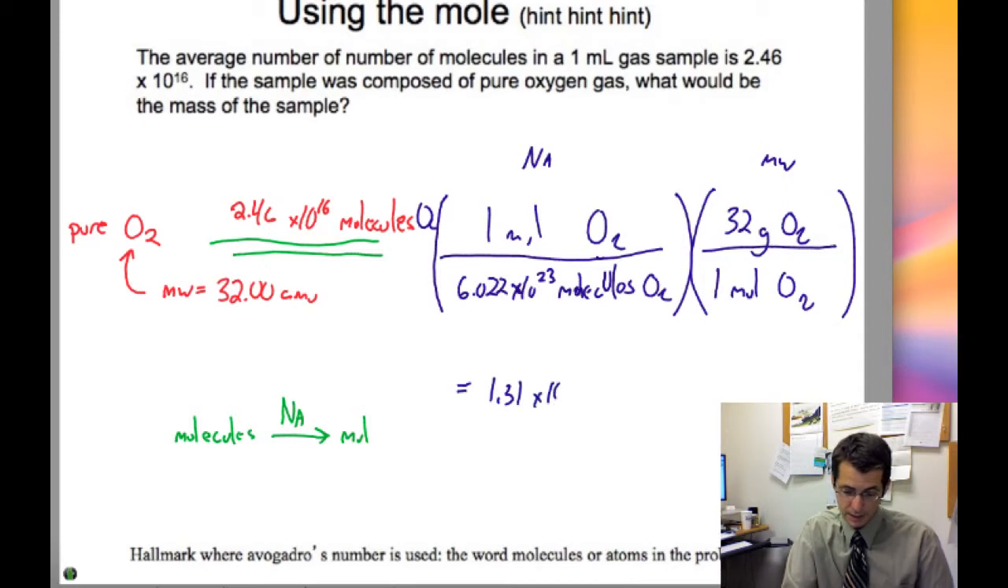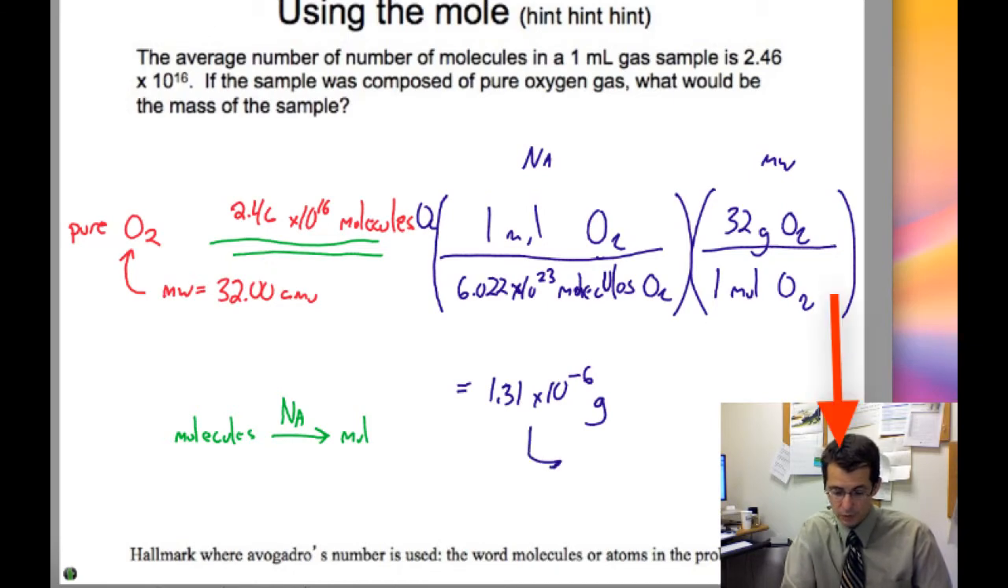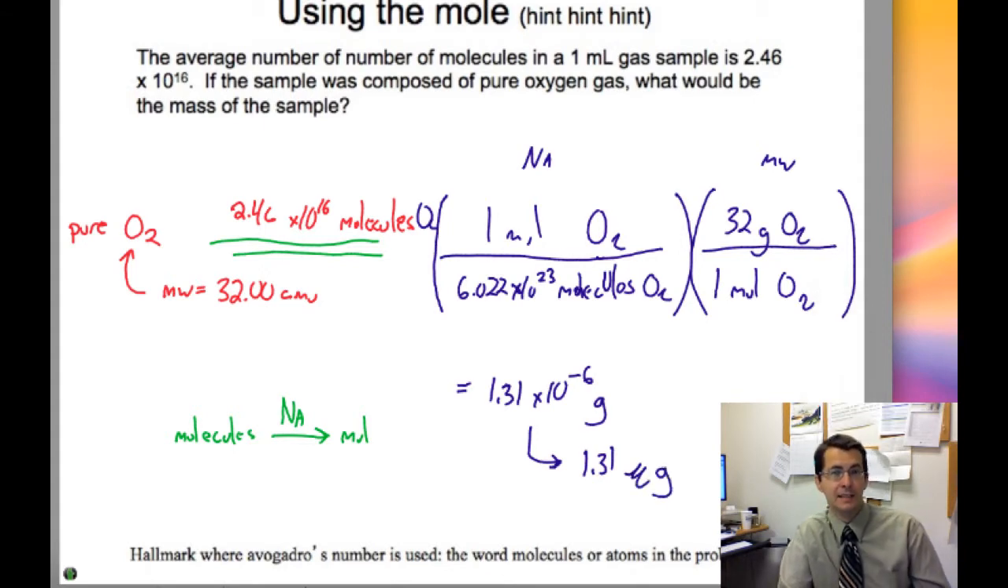1.31 times 10 to the negative 6th grams. Or, for those of you who are conversion junkies, 1.31 micrograms. So not a lot of mass. That little bit of air doesn't weigh all that much. That's Avogadro's number in a nutshell. Very limited use. Look for the word molecules in a problem.